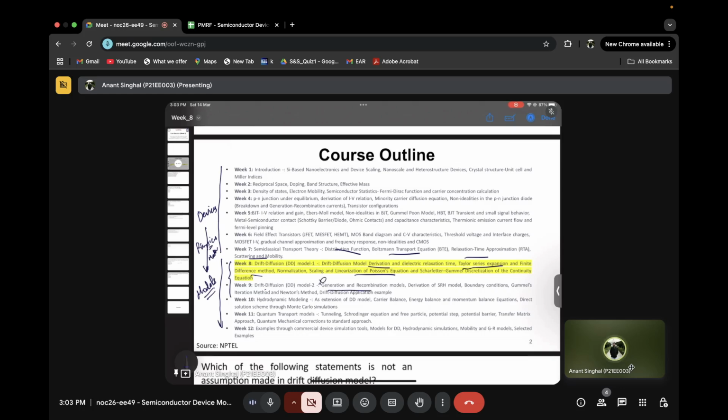I'd say this is an important topic, because most of the models or tools that you are using are using the generation and recombination models. We'll be discussing some of the generation recombination models such as the SRH model, then the Auger recombination model, etc. So in the subsequent 2 weeks, today and the next week, we'll be covering more or less the drift diffusion part, and then we'll move to the later part of the modeling that is mentioned in the subsequent course.